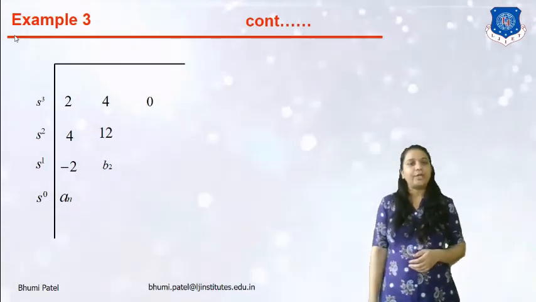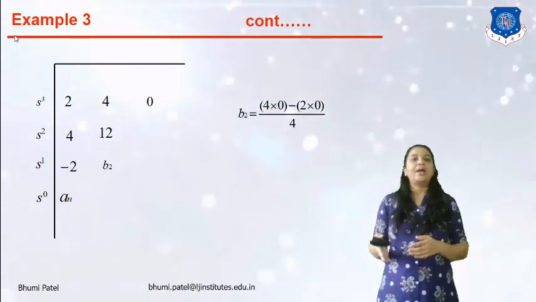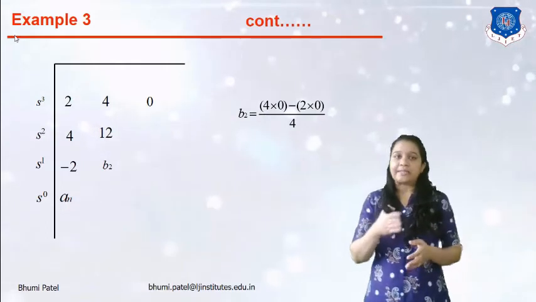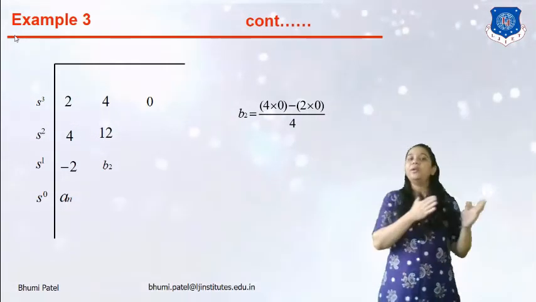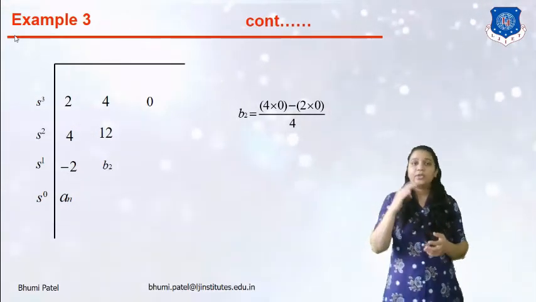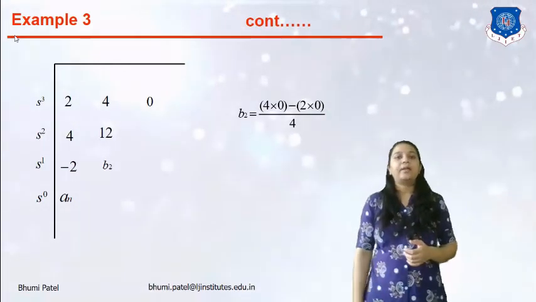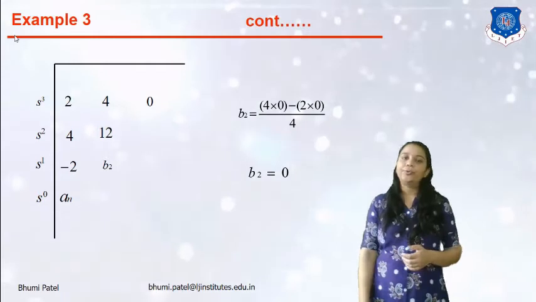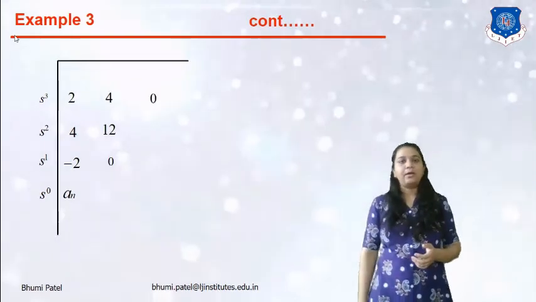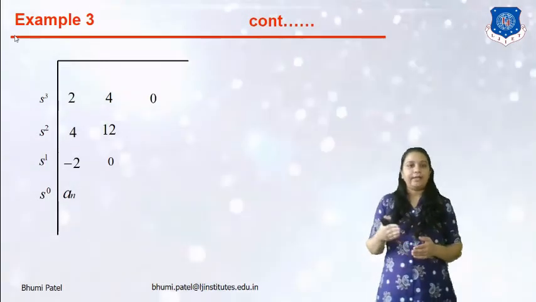So the equation of B2 is 4 into 0 minus 2 into 0, divided by 4. Here we skip the second column. We consider only the first and the third columns, and the third column value is 0. So the equation becomes like this. Now simplifying this equation, we get B2 is equal to 0. Okay, so we put B2 is equal to 0 in this table. And the last is we have to find the value of AN.